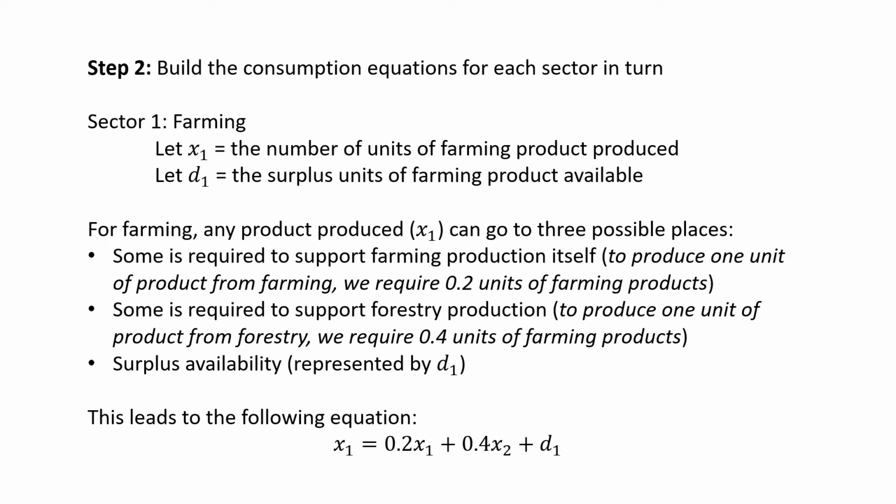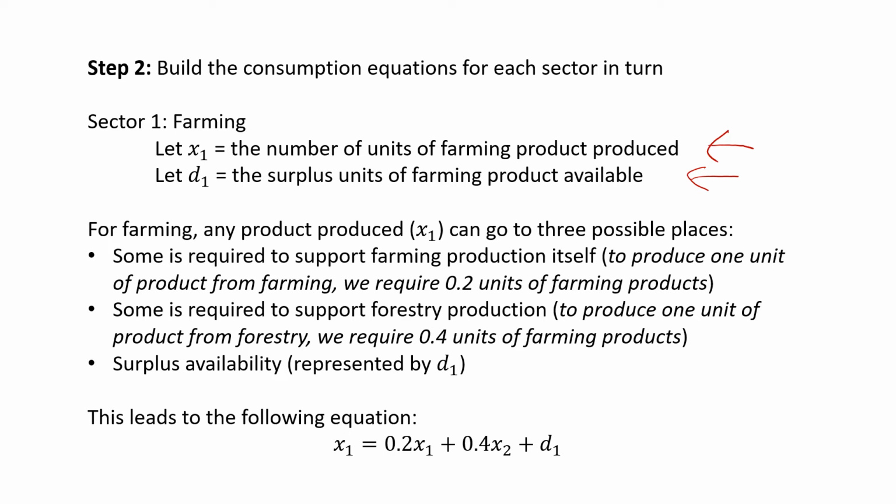Well, we have two variables already defined. We have the total amount of farming product produced, that was x1. The surplus is d1, the extra. Now we have to get a handle on what's used internally. And that's where those descriptions in the problem come into play.